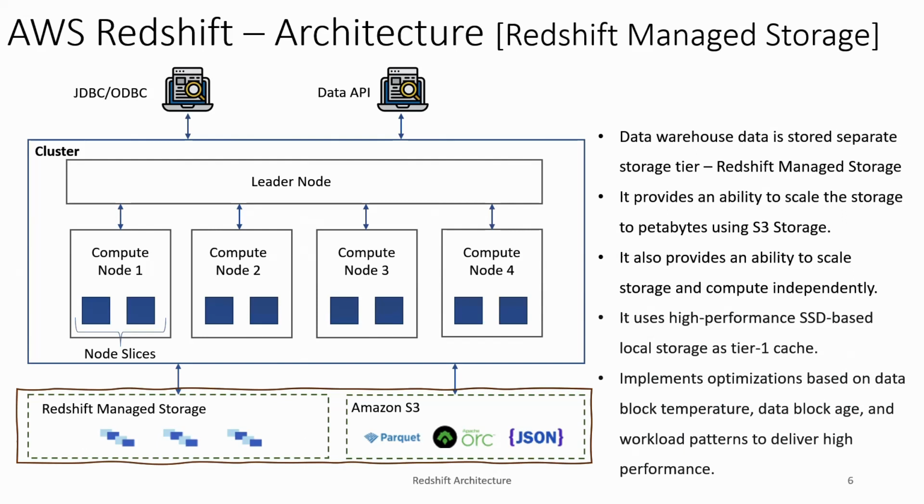So the next component is storage. Data warehouse data, or user data, is stored in a separate storage tier called Redshift Managed Storage. It provides the ability to scale the internal storage to petabytes using S3 storage. It also provides the ability to scale the storage and compute independently.